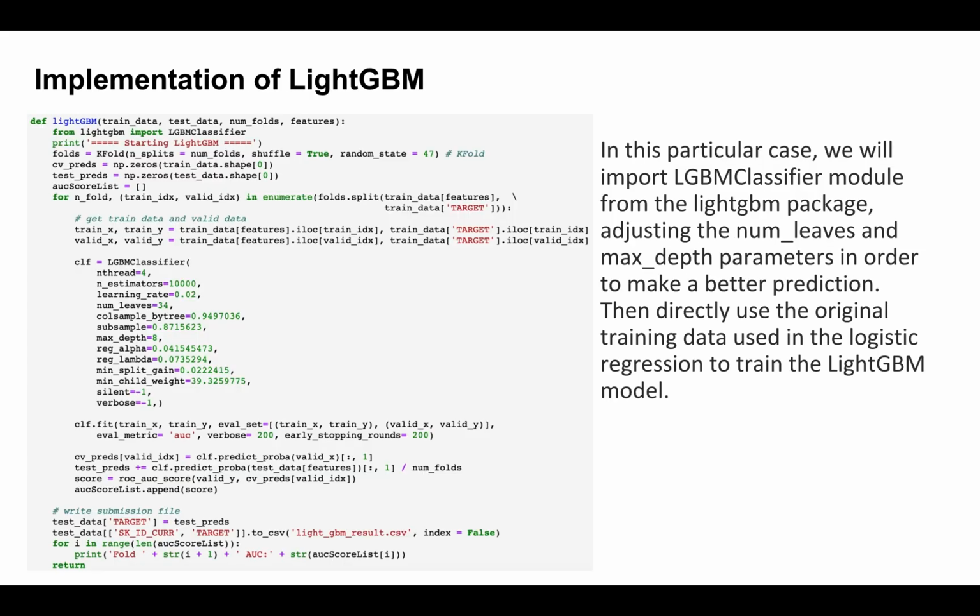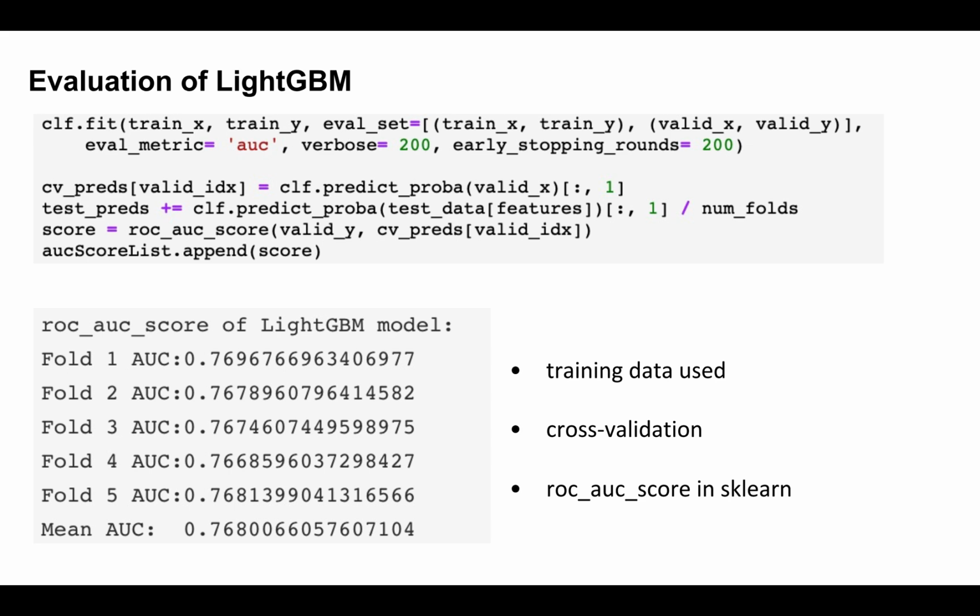In this particular case, we import the LightGBM classifier module from the LightGBM package, adjusting the num_leaves and max_depth parameters in order to make a better prediction. Then we directly use the original training data used in the logistic regression to train the LightGBM model. For the evaluation part of LightGBM, part of the training data is used in performing cross-validation, and we can see from the result that the mean AUC is approximately 0.768.